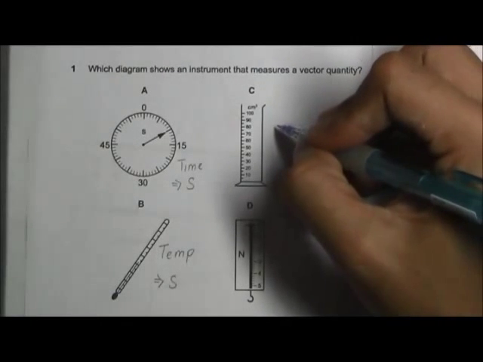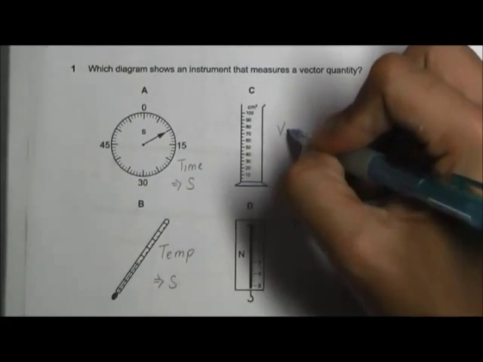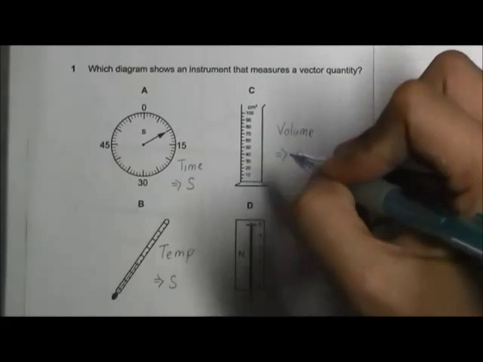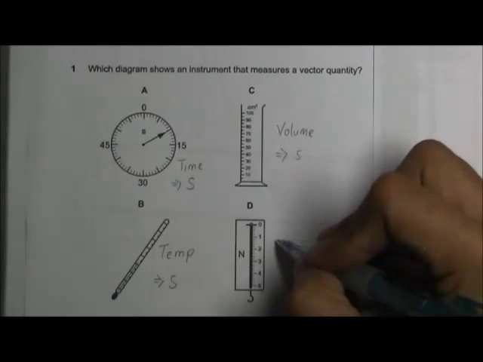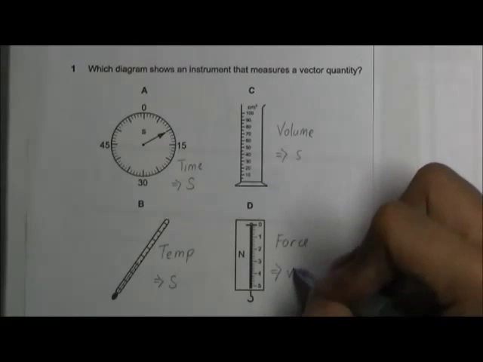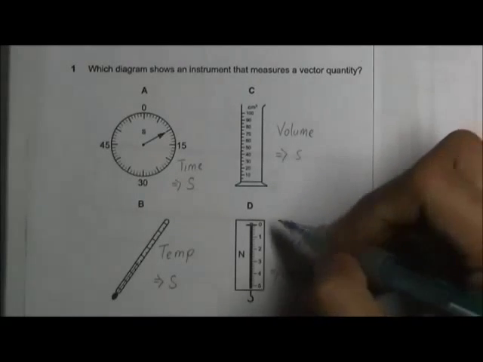C, this is a measuring cylinder, it measures the volume of the liquid, and volume is also a scalar. D is a Newton meter, it measures the force, and force is a vector. So the answer is D.